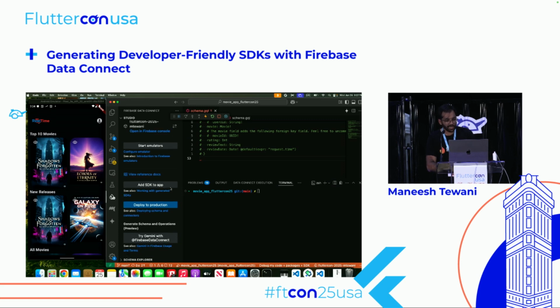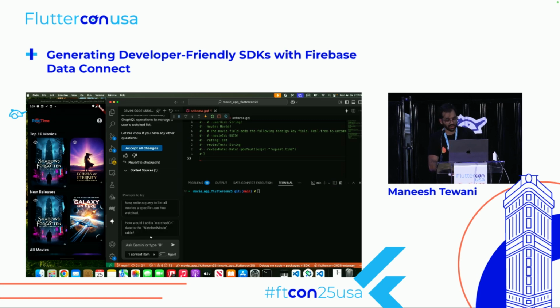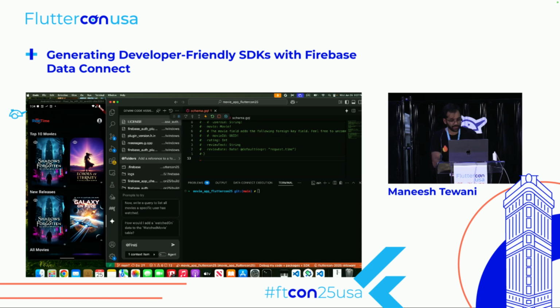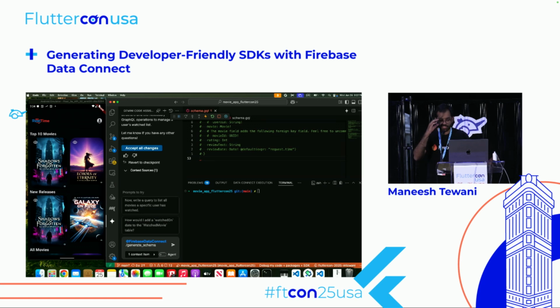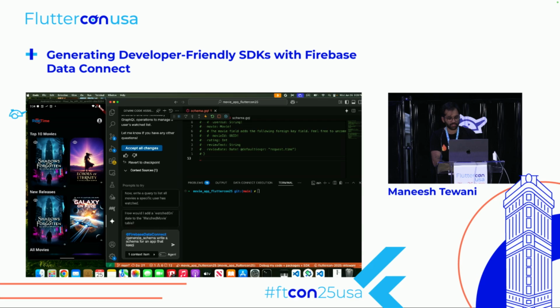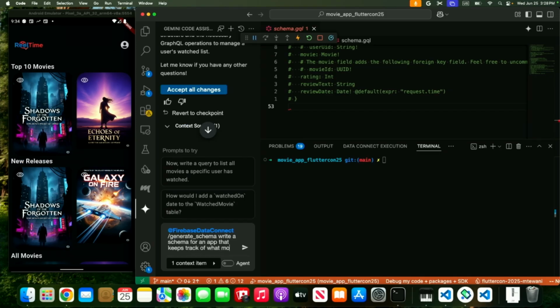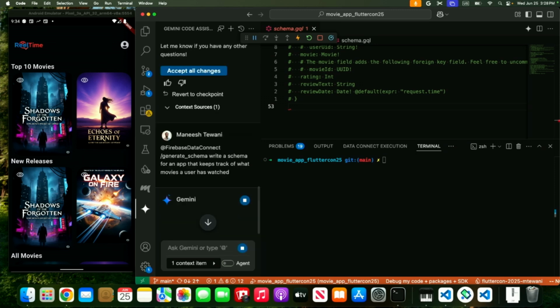I have this handy dandy Firebase Data Connect extension. Let's go ahead and click on the Gemini Code Assist extension and ask Firebase Data Connect to generate a schema for me. And now, okay, what am I going to ask Gemini? Well, let's ask Gemini to generate a schema for an app that keeps track of what movies the user has watched. So, write a schema for an app that keeps track of what movies a user has watched.